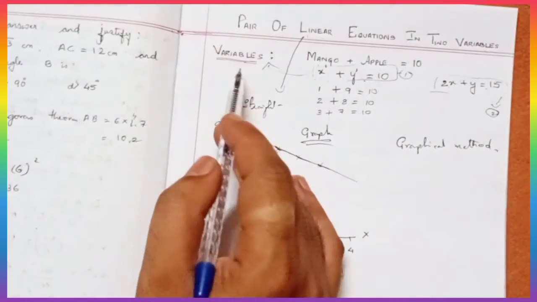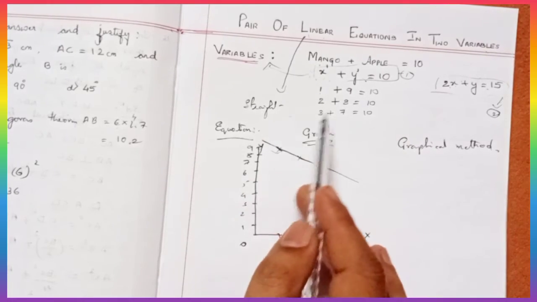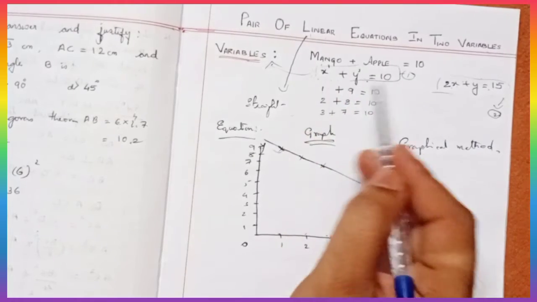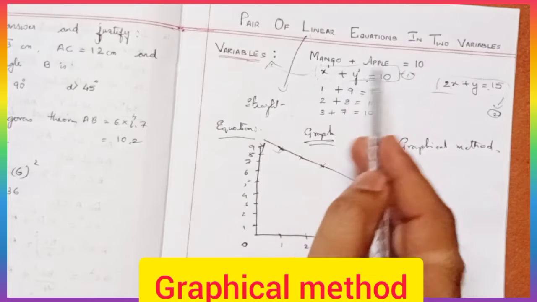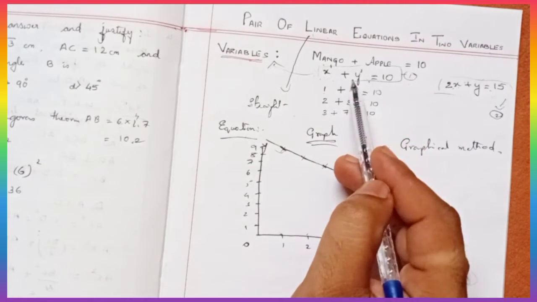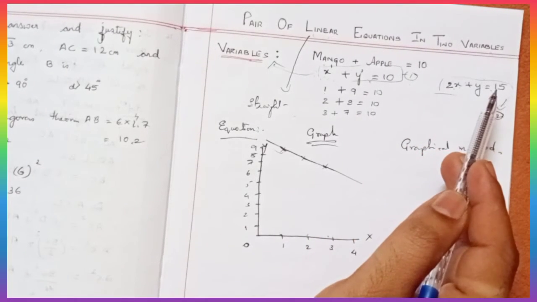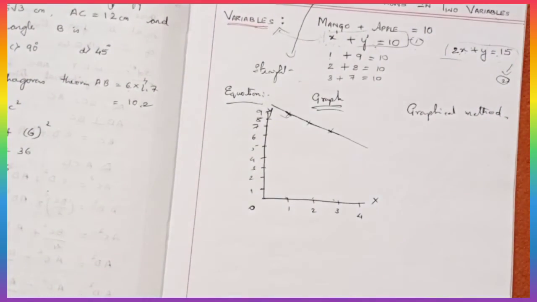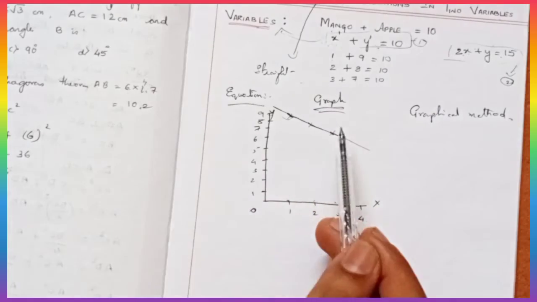I hope you understood what we mean by variables, equation, two variables, and linear equation, where the power of the variables should be 1. A pair of linear equations means there should be two equations, the power of the variables in both equations should be 1, and there should be two variables. So one method of finding the values of those variables is called the graphical method.